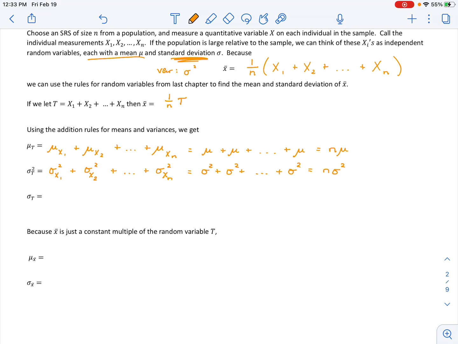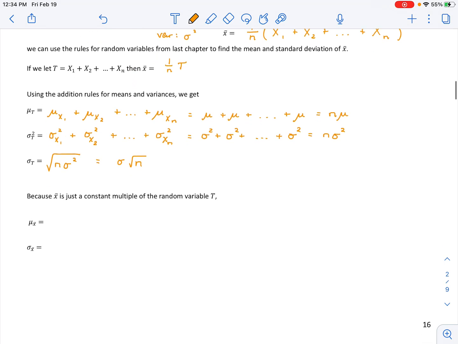But since I now know the variance of t, I can find the standard deviation of t by just square rooting it. So I will take the square root of n sigma squareds. I can't simplify the square root of just a number that doesn't have a pair, but the square root of sigma squared is just sigma. They cancel each other out. So these are in terms of t. But remember, t is just a constant multiple of my random variable. So x bar is a constant multiple of t.